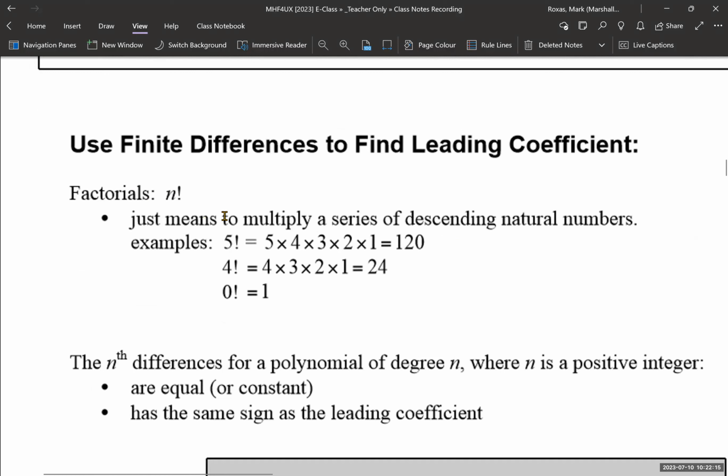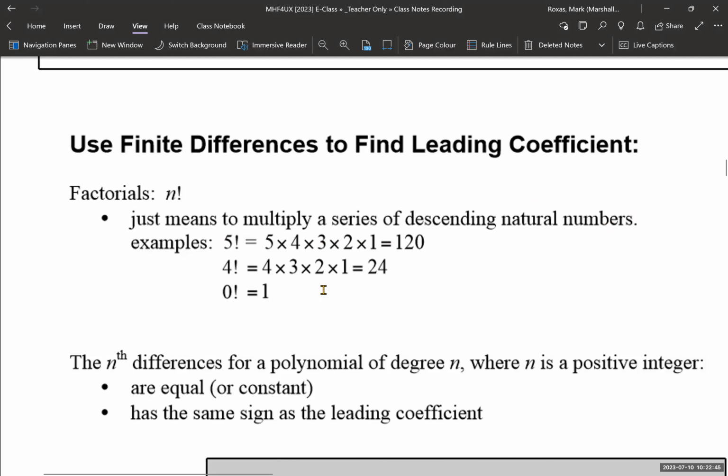And what that means is that you're going to multiply a series of descending natural numbers. And remember, natural numbers are just whole numbers, but you're not including 0. Okay, it's from 1, 2, 3, 4, 5, etc. And no negatives either. So for example, 5 factorial will be 5 times 4 times 3 times 2 times 1. And you multiply that. So it's consecutively decreasing natural numbers until you reach 1. And when you multiply those out, you get 120. 4 factorial, 4 times 3 times 2 times 1, 24.